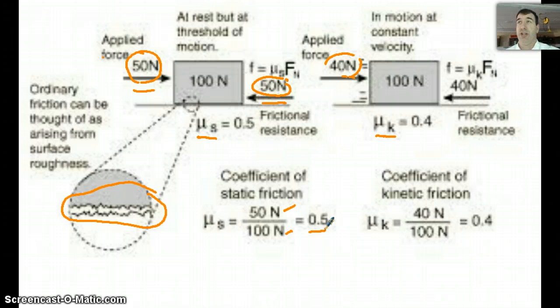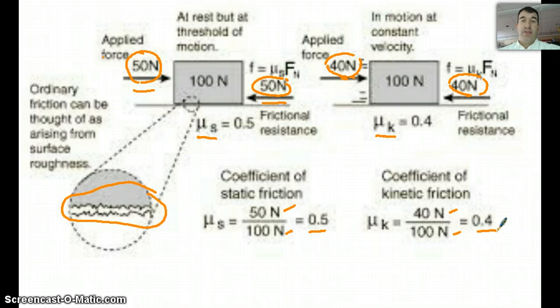Then moving over to the kinetic region, what we see over here is that it only takes 40 newtons worth of force in order to keep it moving at a constant velocity. So therefore, the frictional force must also be 40 newtons. Again, Newton's laws. We're not speeding the object up, we're not slowing it down, we're keeping it at a constant velocity. So therefore, the kinetic coefficient of friction ends up being a little bit less usually. In this particular example, 40 newtons, and we divide by the same weight of the object, that didn't change, and the coefficient ends up being a little bit less.